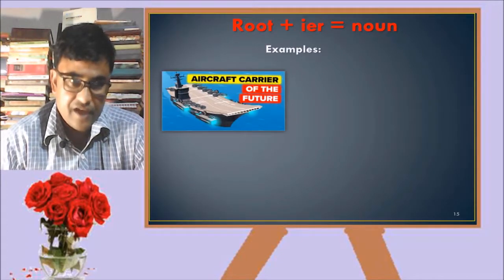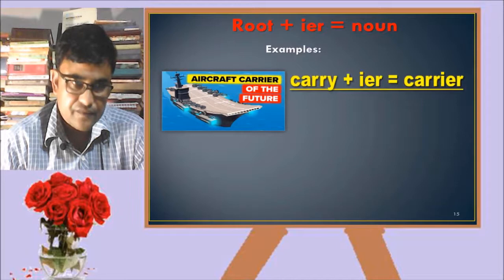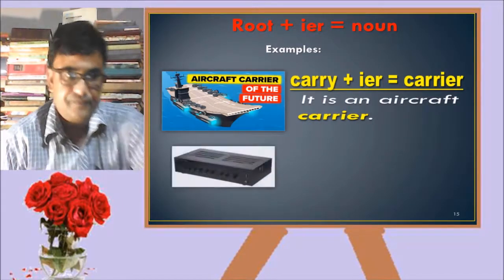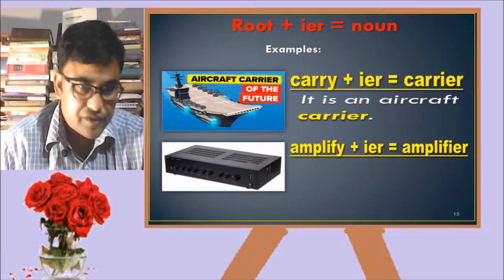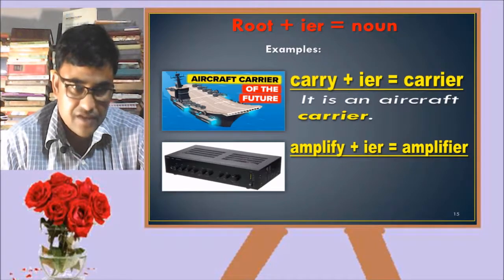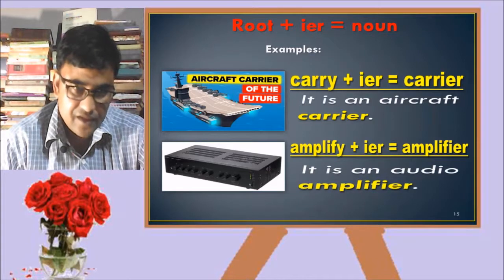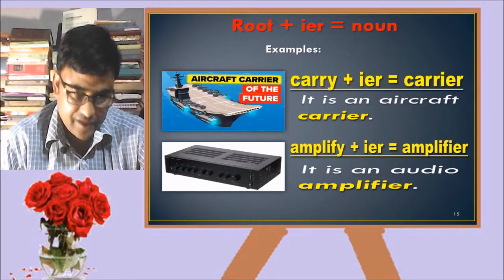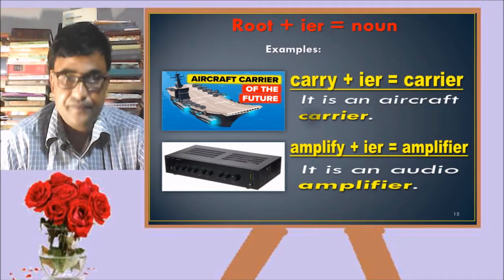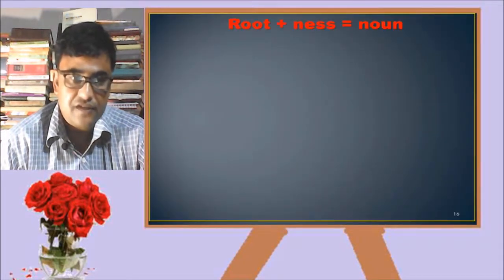Root plus ier equals noun. Examples. Carry plus ier equals carrier. It is an aircraft carrier. And which is this? Amplify plus ier equals amplifier. This is an amplifier. It is an audio amplifier. I think you understand. Go to the next slide.